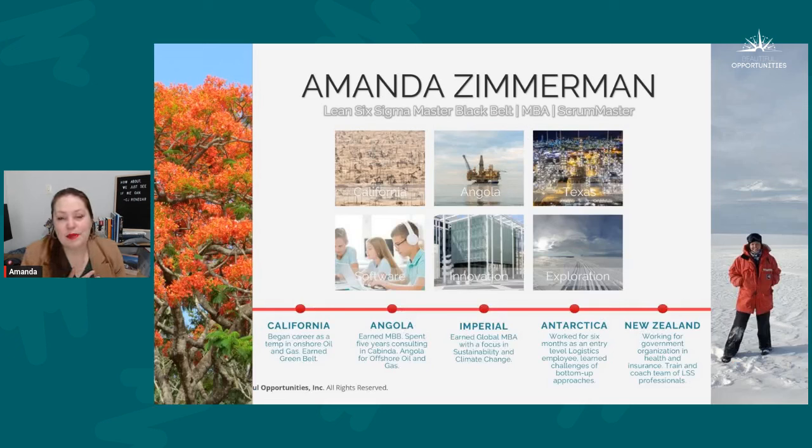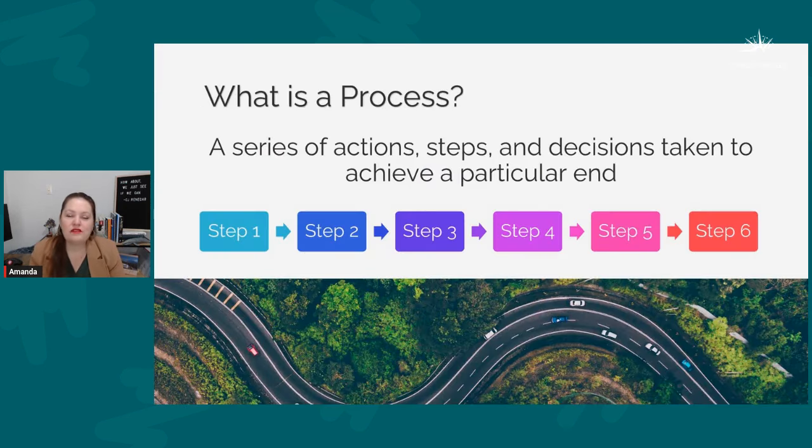Now, my name is Amanda Zimmerman. I am a Lean Six Sigma Master Black Belt, and I've been doing process improvement itself for about 15 years. I've actually had more experience in business than that, but for about the last 15 years, I've been doing process improvement exclusively. I've had the opportunity to work all over the world in all kinds of different industries, mostly in non-manufacturing industries. And that's really given me a passion for seeing how we can apply these tools in different places in different contexts.